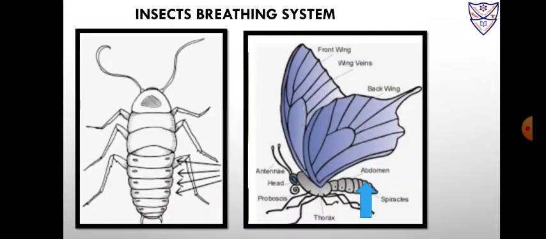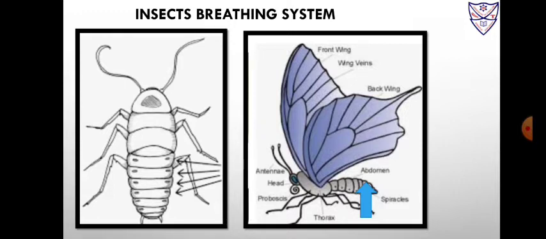Now we will see the breathing system of insects. From where do they breathe? We human beings and other animals breathe through our nose, but insects breathe through their air holes, such as the cockroach and butterfly. Here you can see the small holes on both sides. With the help of those, a cockroach breathes, and here also you can see the small dots through which a butterfly and other insects breathe.